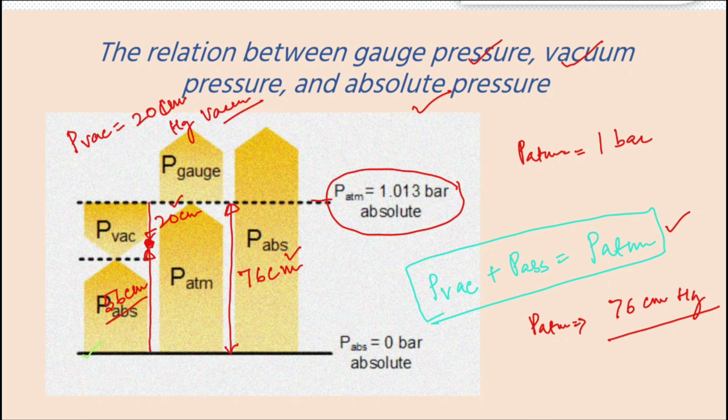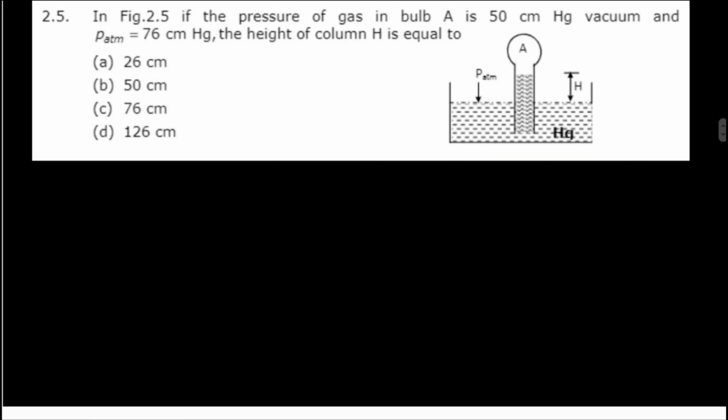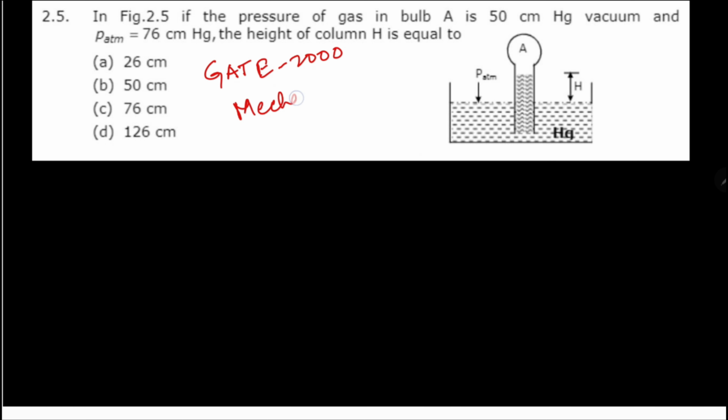Let's try to solve a simple numerical example, using which we will be able to understand the meaning. So this is the question. This question appeared in the GATE 2000 paper of mechanical engineering. In the figure 2.5, the pressure of a gas in bulb A is 50 centimeter Hg vacuum. Now you read this term very carefully, and P atmospheric is equal to 76 centimeter Hg. The height of column H is required. So you have to find out the value of H from here.